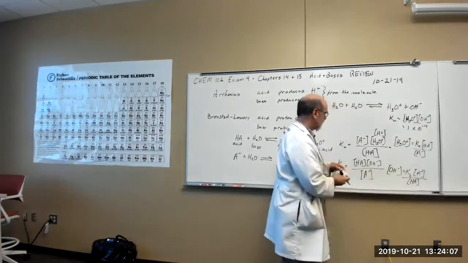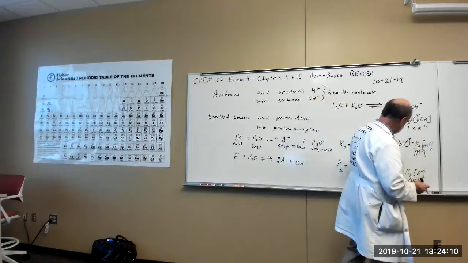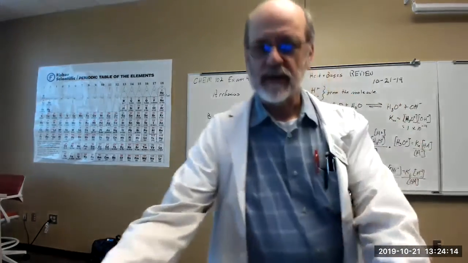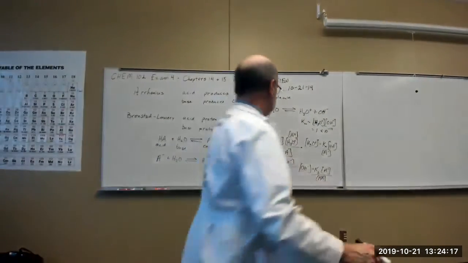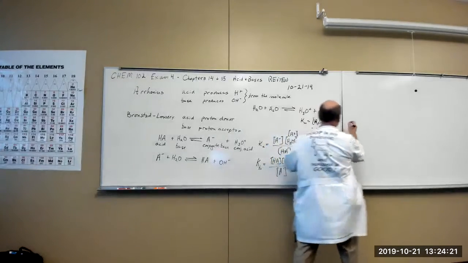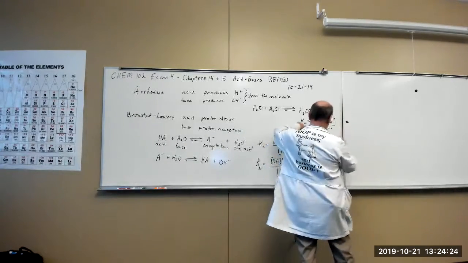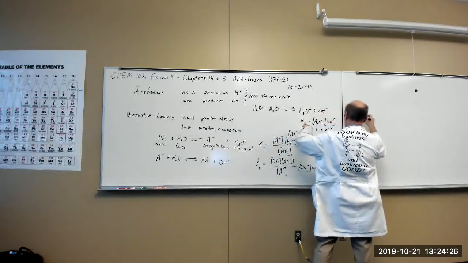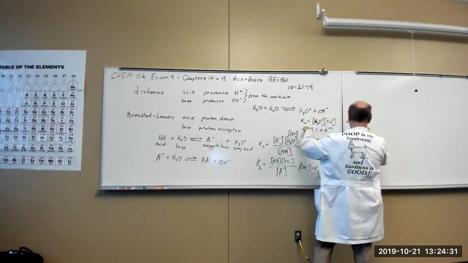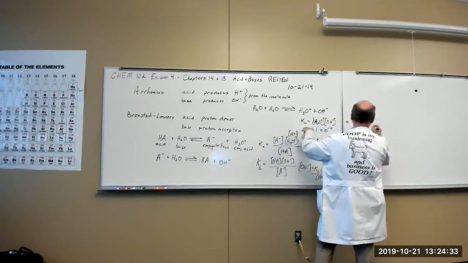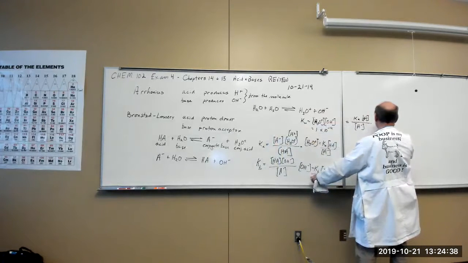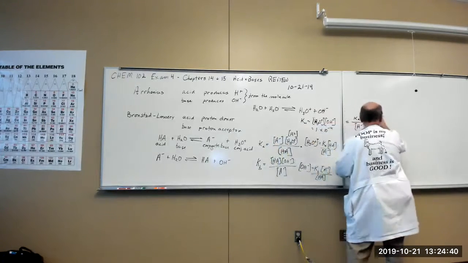Okay. And if we substitute each one of these in here, notice that, let me get some more room on the board here. If we substitute this one in here and this one in here, then that's equal to Ka times HA over A minus, okay? And then this one in here, Kb, try that again.